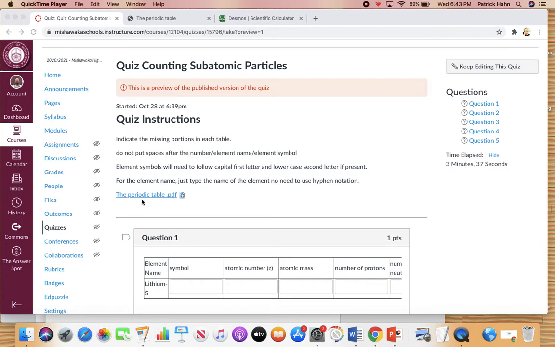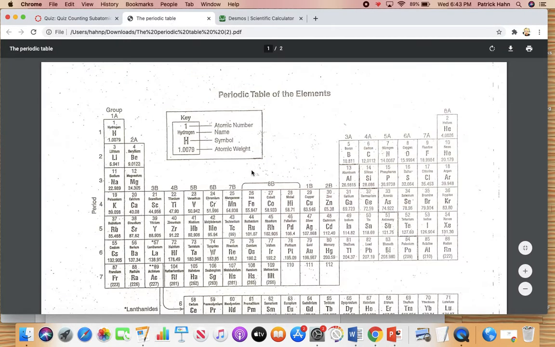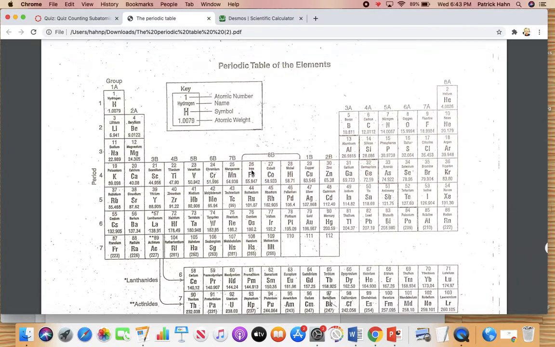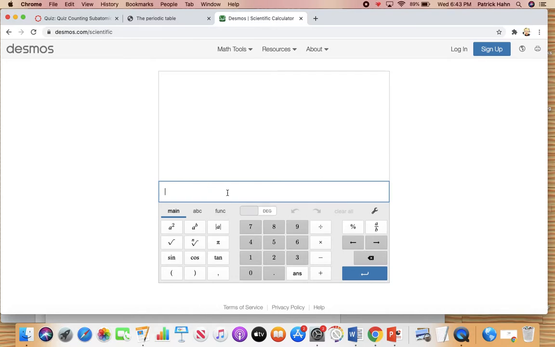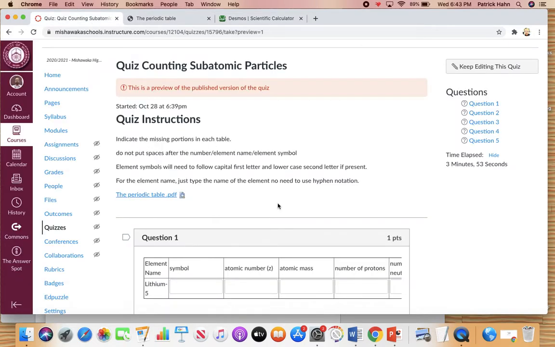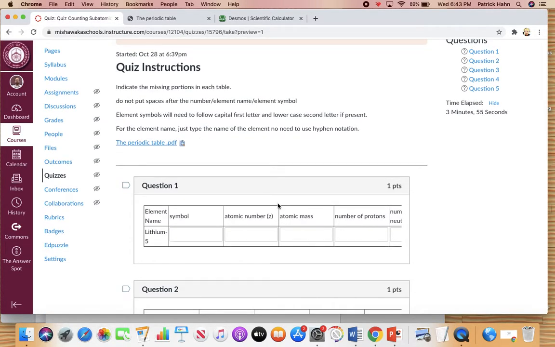Now, the link for the periodic table is right here. I already have it open, and this is the periodic table that we're going to be using. You will need to reference this. And I've also opened up the Desmos Scientific Calculator. You can use this calculator, you can use a different calculator. However, this is a pretty simple thing.